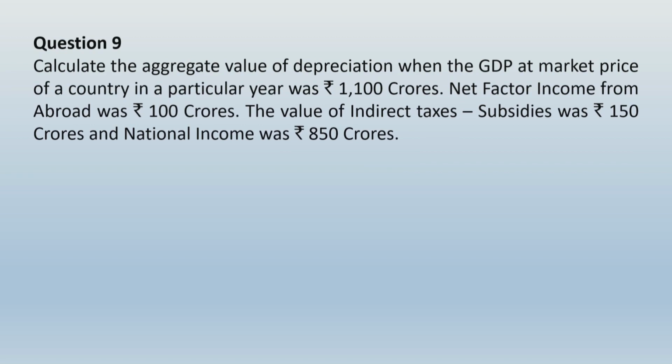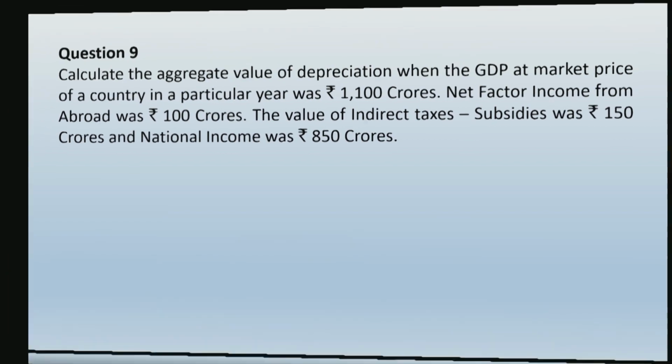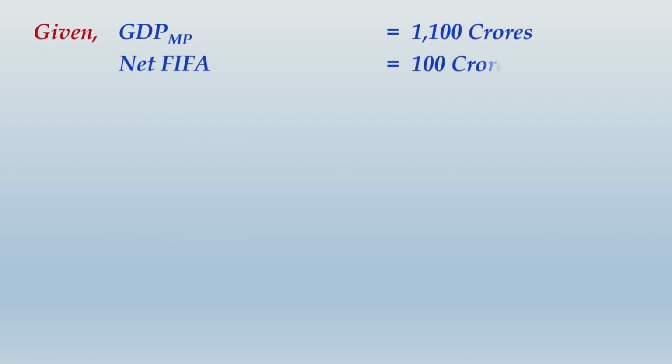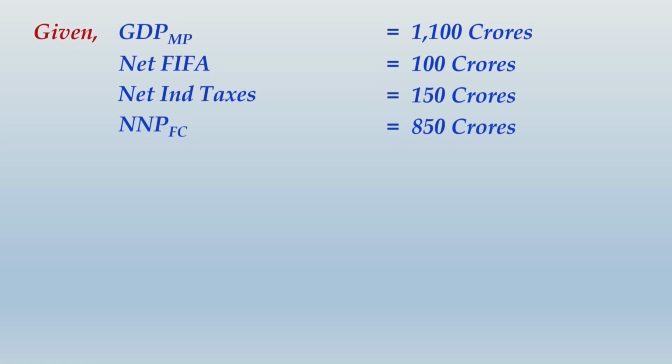Alright friends, I have given you enough time to try out the calculations and let us now see whether you got things correct or not. Given GDP at market price is 1100 crores, net factor income from abroad was 100 crores, net indirect tax was 150 crores, NNP at factor cost 850 crores. That is basically the national income.